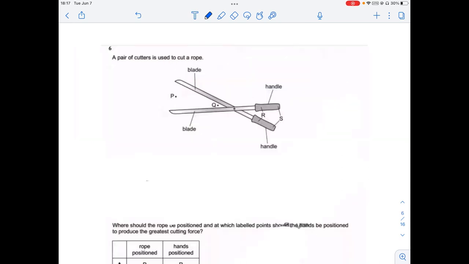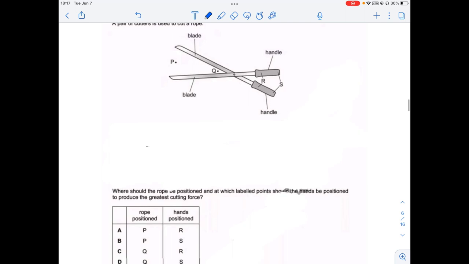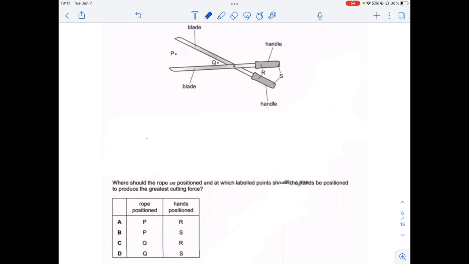Coming to the next question: a pair of cutters is used to cut a rope. Where should the rope be positioned? At which labeled point should the hands be positioned to produce the greatest cutting force? This is going to be the pivot. The pivot is at that point.